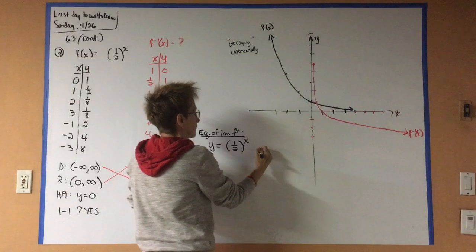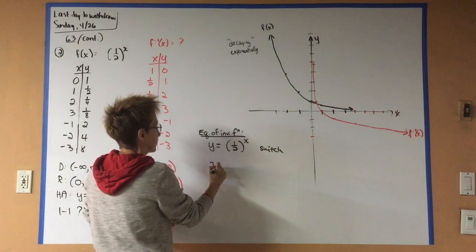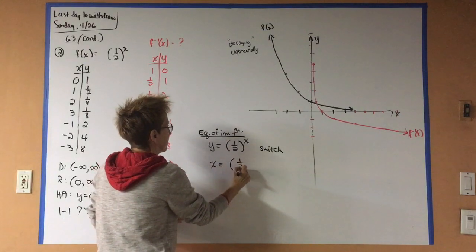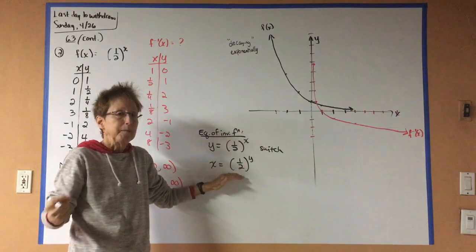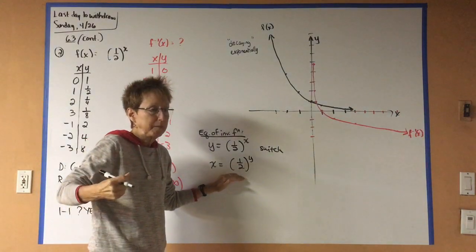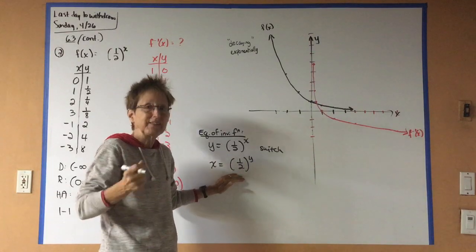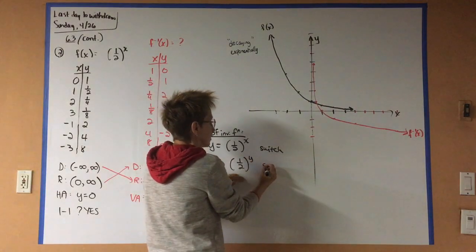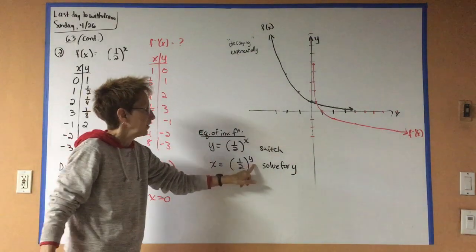You switch the variables, and so this becomes x equals 1/2 to the y. So this is the equation of the inverse function, but it's considered to be the implicit equation. We want it to be the explicit equation, meaning that it is solved for y. So we want to solve this for y, and there's my issue again.